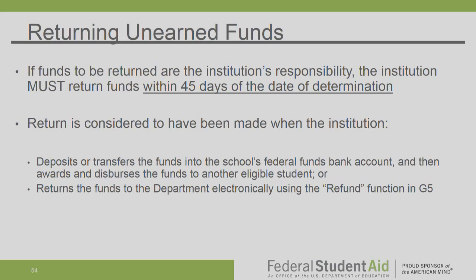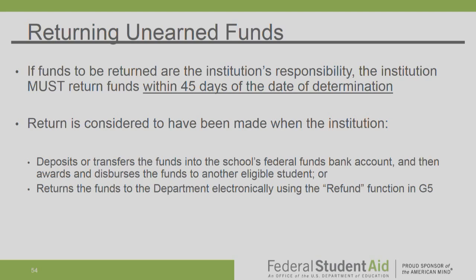Once those things are done, you're considered to have made the return. Your return is also considered to have been made when an institution returns the funds to the department electronically using the refund function in G5. And if you know your business officer's process, the G5 system is the system that brings in Title IV aid to your institution, the actual dollars. So that's the cleanest way probably to send a return back, but it's not the only option.